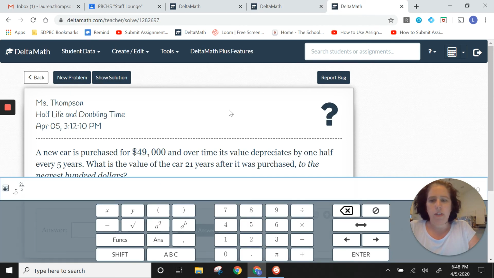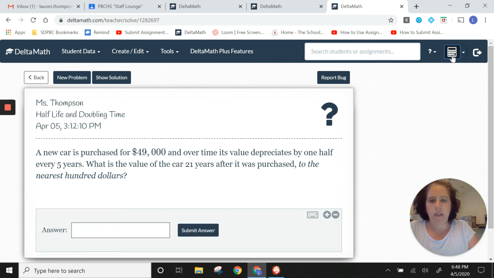Now let's look at this last one right here. Calculator, go away. This one I want you to be careful with. So $49,000, and over time it depreciates by 1/2, so that's going to be a decay. We're going to use 0.5 every 5 years, so it's half for 5 years. Now they want to know what the value of the car is after 21 years.